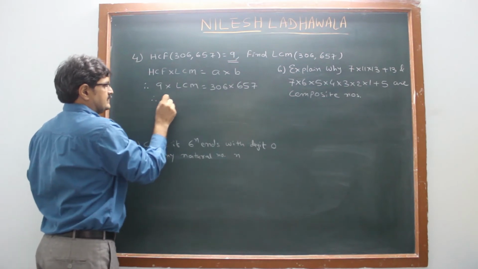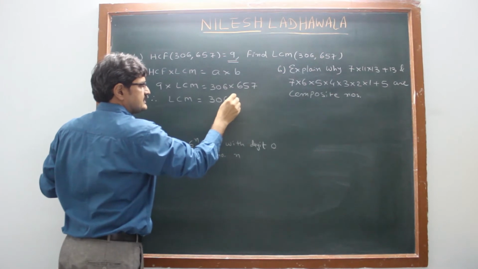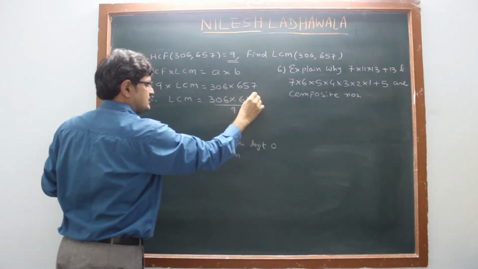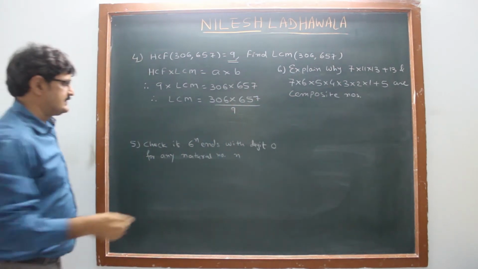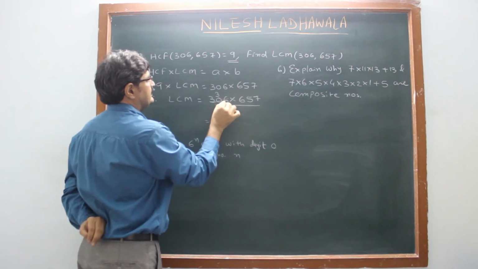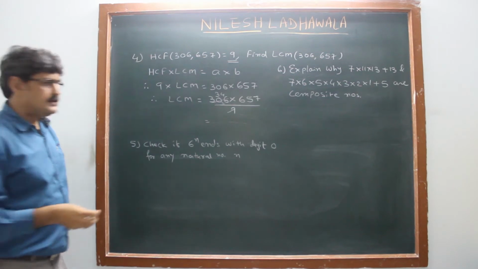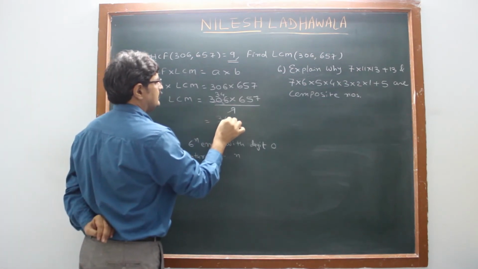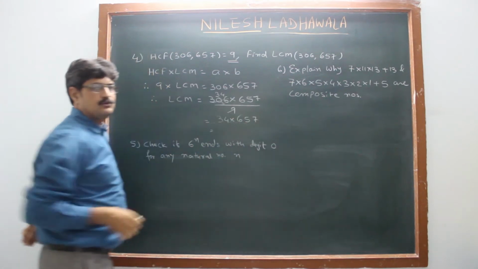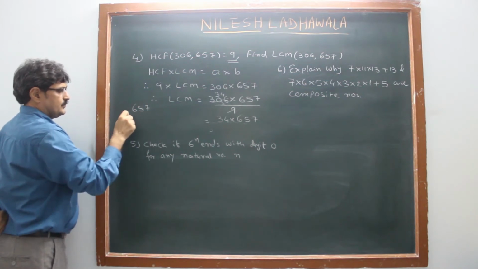So I can write that, therefore, LCM is equal to 306 into 657 upon 9. So in this way, I can find the LCM. Now 9 3s are 27 and the remainder 3, 36. 9 4s are 36. Okay, so that it is 34 multiplied by 657. Now I have to multiply it with 657 multiplied by 34.